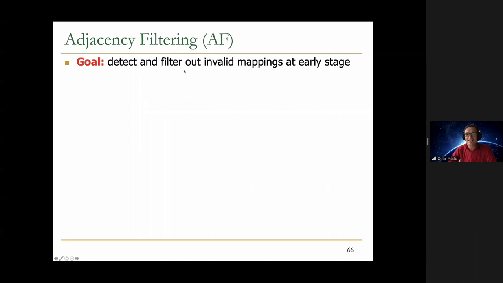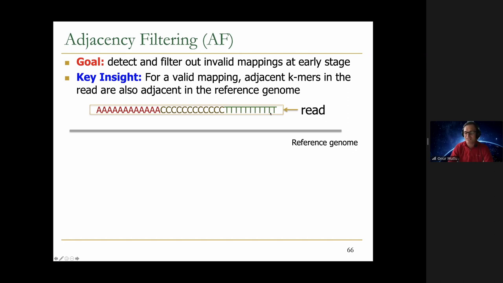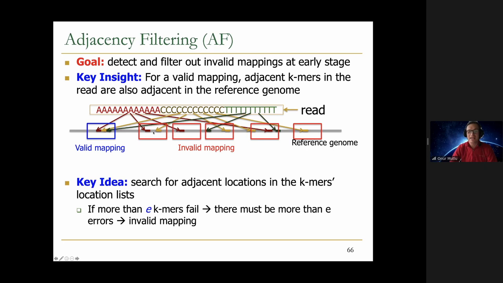So basically, adjacency filtering detects and filters out invalid mappings at an early stage. The key insight is that for a valid mapping, adjacent k-mers in the read are also adjacent in the reference genome. So if you look at the read over here, these are the three k-mers that I showed you earlier. For a valid mapping, let's look at exact matches first. The adjacent k-mers should be adjacent in the reference genome. You can see that if this k-mer is not adjacent to the next k-mer, they're not valid mappings over here. So you can quickly find out that these are all invalid mappings because k-mers are not adjacent in their location list. But you can also quickly find out that this is potentially a valid mapping because k-mers are close enough in their adjacent list. So basically, the key idea is to search for adjacent locations in the k-mers' location list.